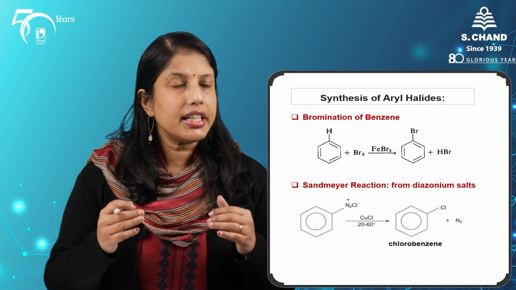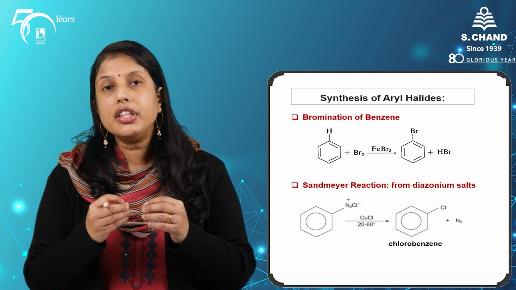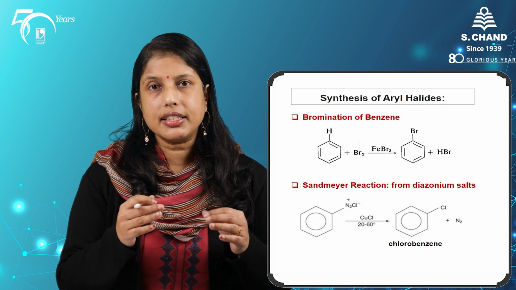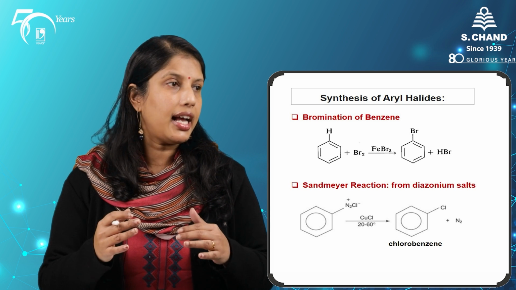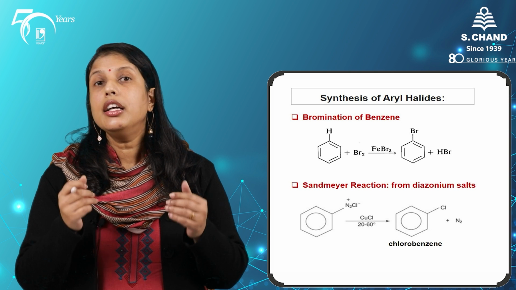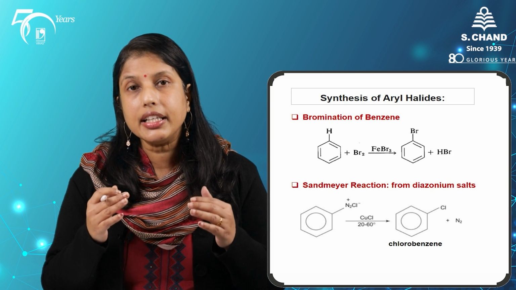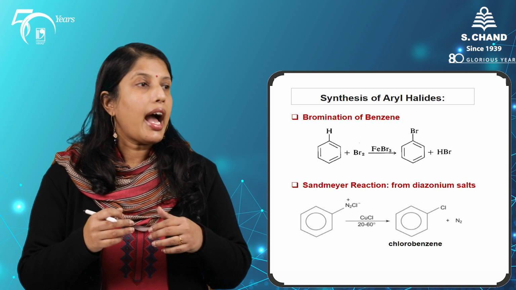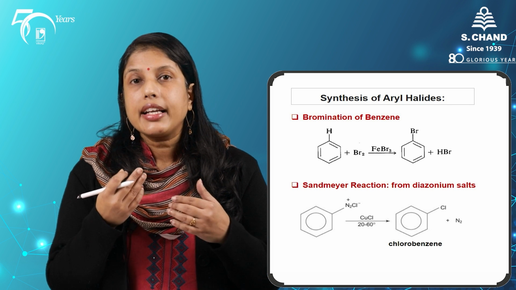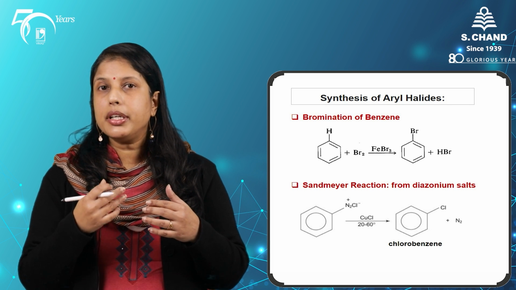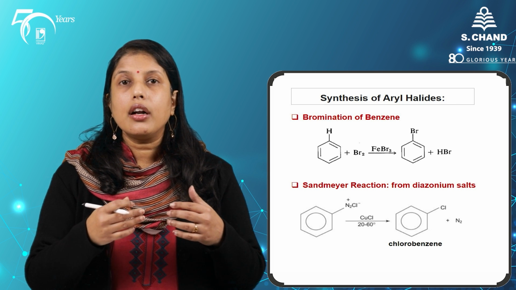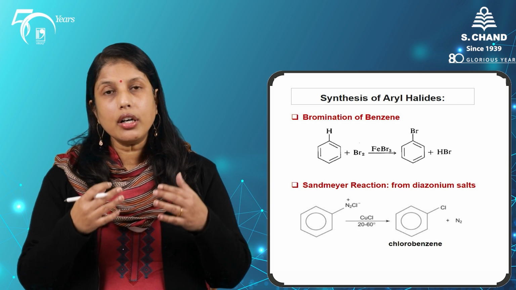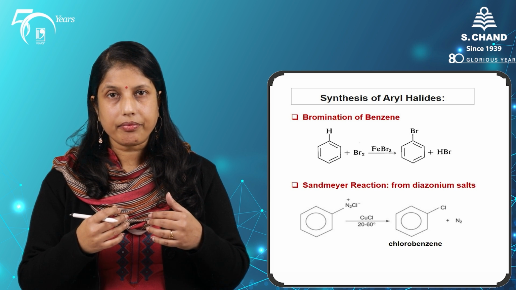So the halogenation of benzene is one of the most common and the traditional methods for the synthesis of our aryl halides. Here, the reaction follows an electrophilic aromatic substitution mechanism, and generally catalysts like aluminum trichloride or FeBr3 are commonly used for these reactions.